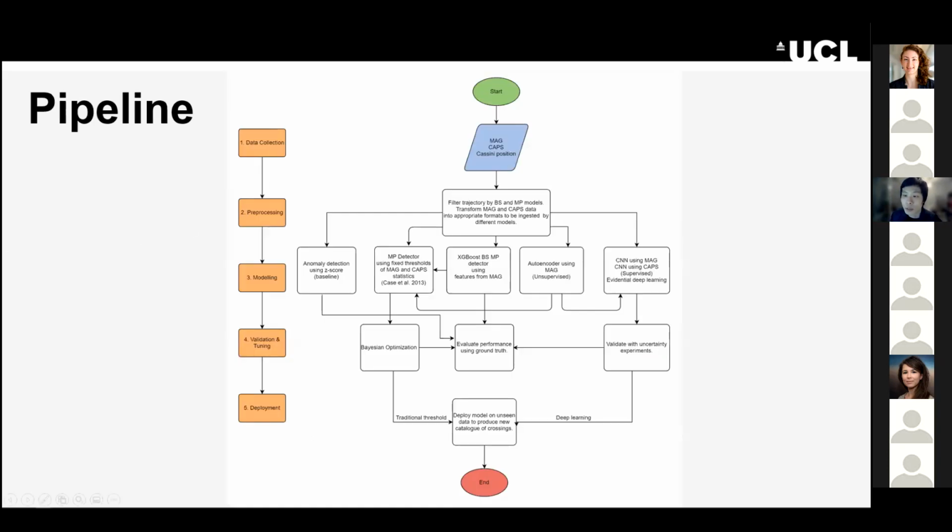Here is a quick overview of the 5 stages of the data pipeline. First, we have data collection. Luckily, Cassini has already done that for us. Second, we have preprocessing, followed by modeling the data with different methods. And then we have validation, and finally, deployment on new data. So now let's jump into step number 2, which is the preprocessing stage.